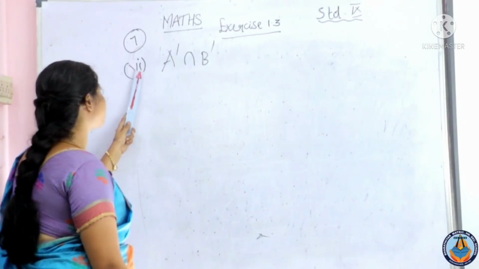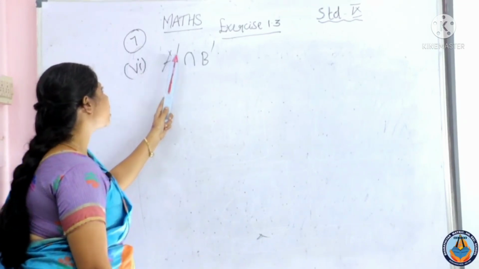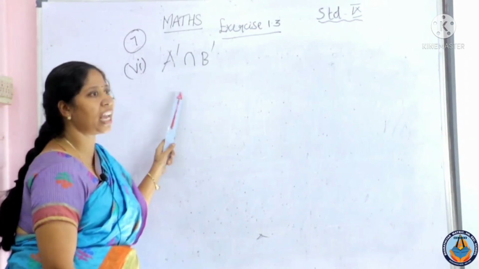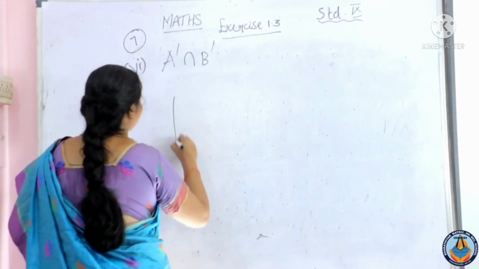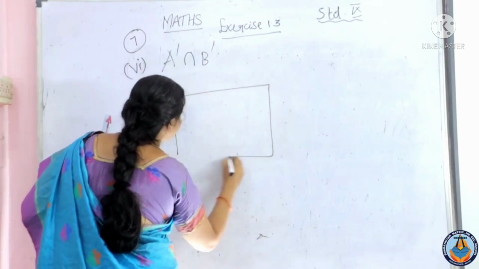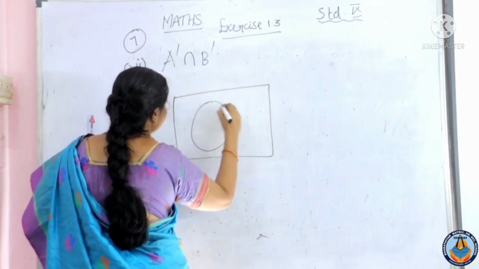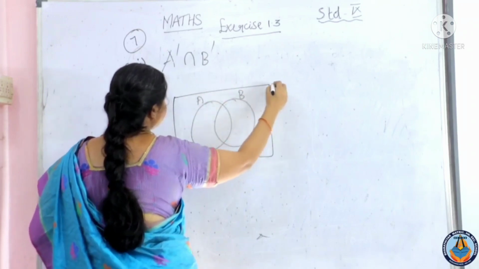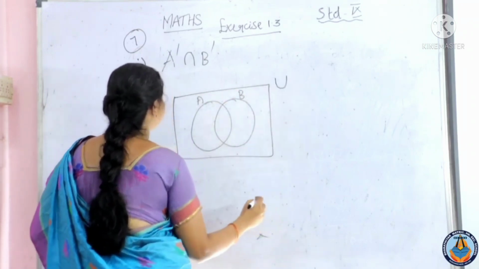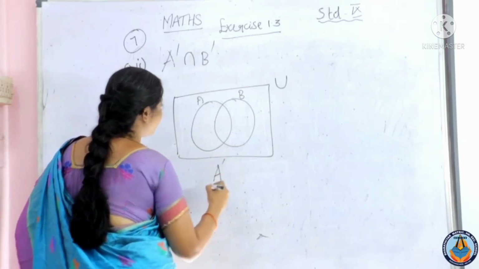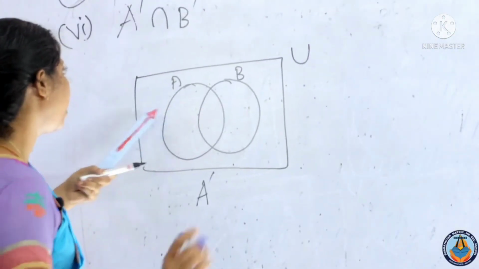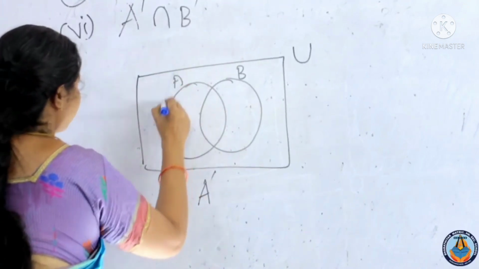Seventh sum, sixth subdivision, A dash intersection B dash. Here also you have to draw three diagrams. First draw A dash. A and B are the overlapping sets. U is the universal set. First find out A dash. Except A, you have to shade the other region.